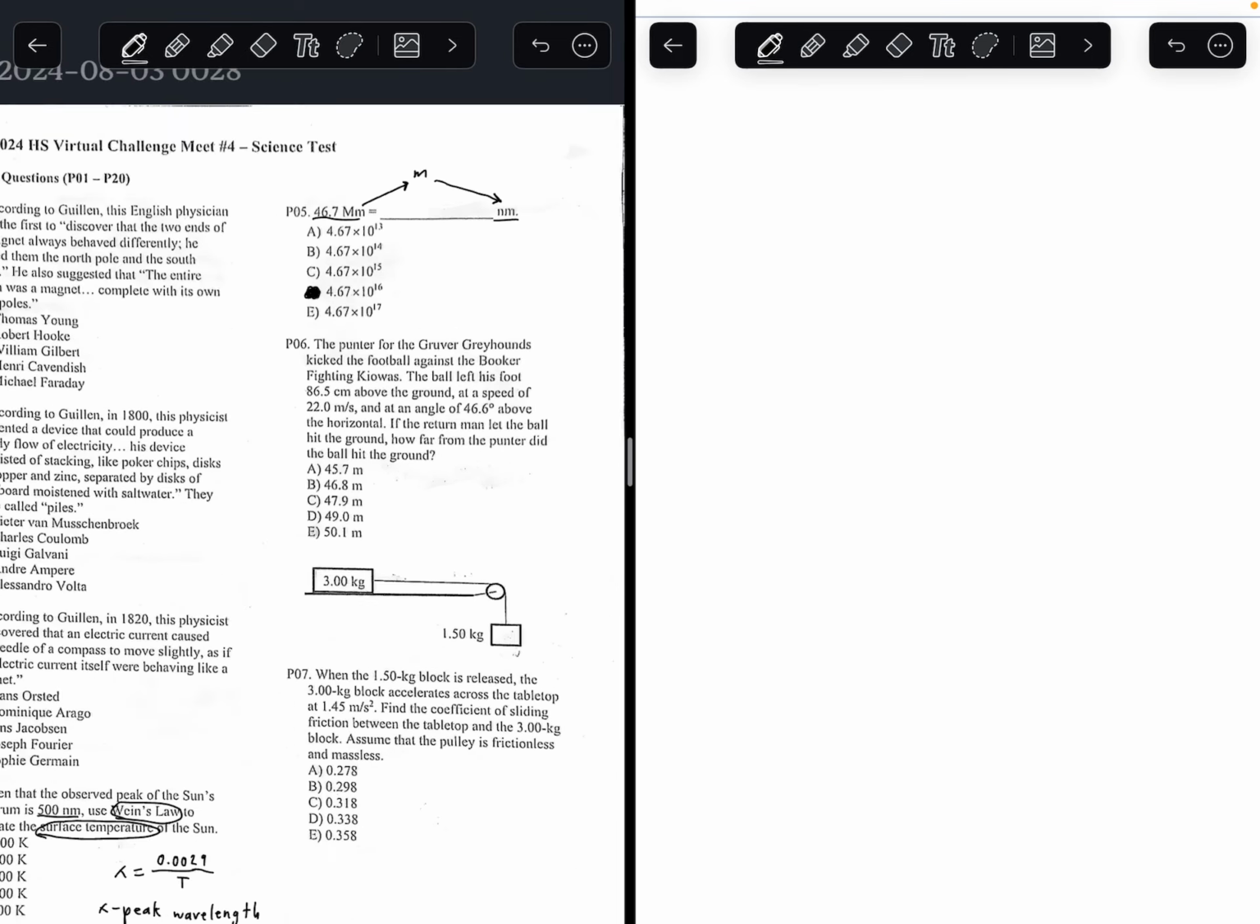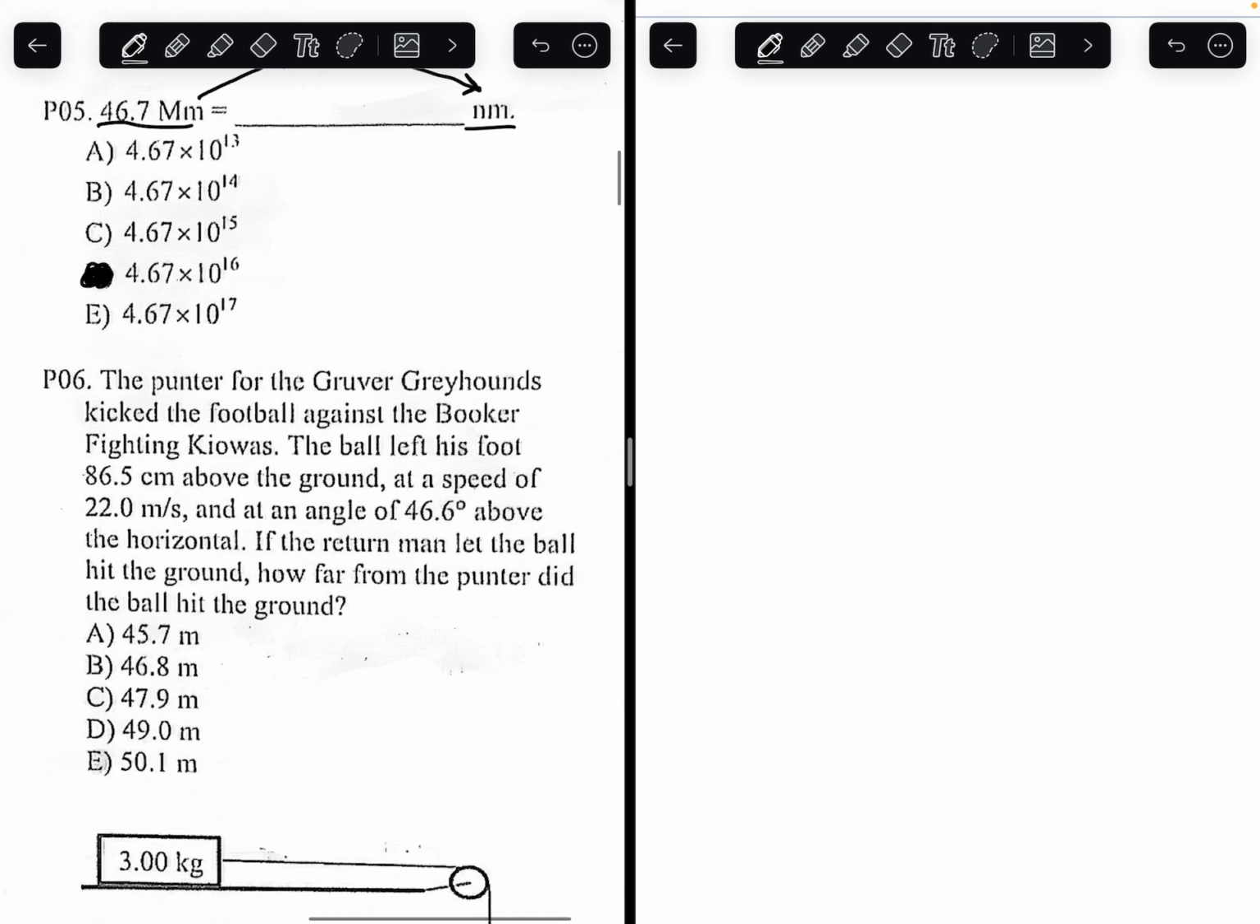Number 6. The punter for the Groover Greyhounds kicked the football against the Booker Fighting Kiowas. The ball left his foot 86.5 centimeters above the ground at a speed of 22 meters per second at an angle of 46 degrees above the horizontal. If the return man let the ball hit the ground, how far from the punter did the ball hit the ground?